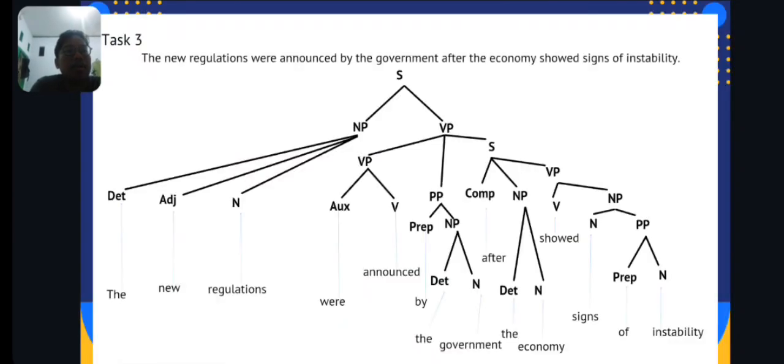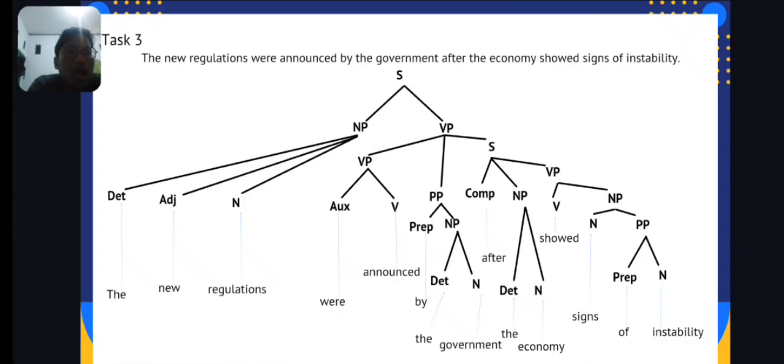So this is number 3. The new regulations were announced by the government after the economy showed signs of instability. The determiner is the, adjective is new, noun is regulations, aux is were, announced is the verb, preposition is by. So there is another line, noun phrase. The determiner is the, and the noun is government.